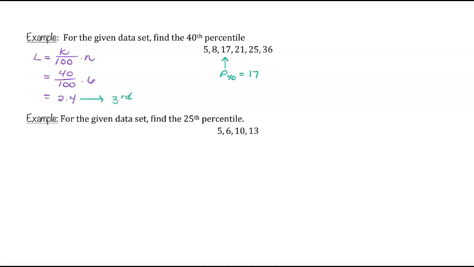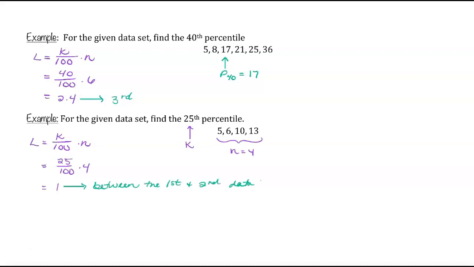In this next example, we're going to find the 25th percentile. Our data values are 5, 6, 10, and 13. So our K value is 25, and with 4 data values, our N is equal to 4. So when we calculate our L, we have 25 over 100 times 4, or L is equal to 1. Since this time we have a whole number for our value of L, the percentile that we are interested in is between the first and second data values. Starting from the lowest, the first data value is the 5 and the second data value is the 6.